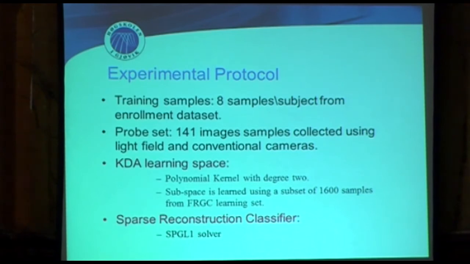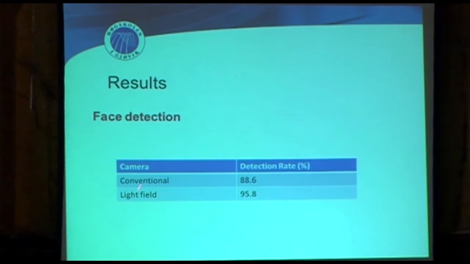And then for the experimental protocol, we use the enrollment training samples as the enrollment samples that are obtained in the controlled condition. As the probe, we have 141 probe samples collected using both the light field as well as the conventional camera. In order to train the KDA subspace, we just use the polynomial kernel with degree 2. These values are selected experimentally. And then for the subspace training, we used 1600 samples from the FRGC phase database. And for the sparse representation, we use the open source SPG L1 solver, which is based on the spectral estimation.